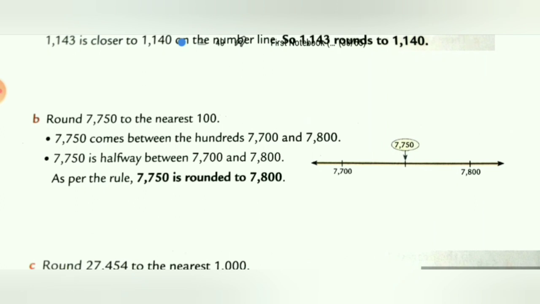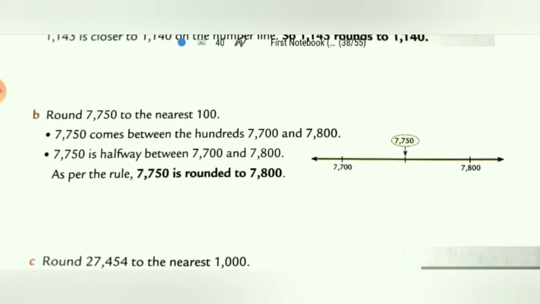Nearest 100 means the tens and the ones place will be 0. See, 7750 comes between the 100s. It means 7700, 7800 will come, and the middle number will be 7750. So it is coming in the middle only. Our answer will come in the middle, so we can write either 7700 or 7800, because the question is coming at the halfway only.